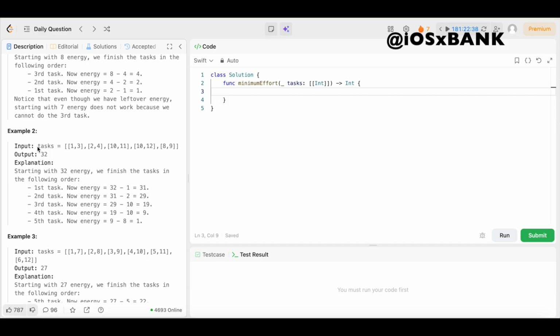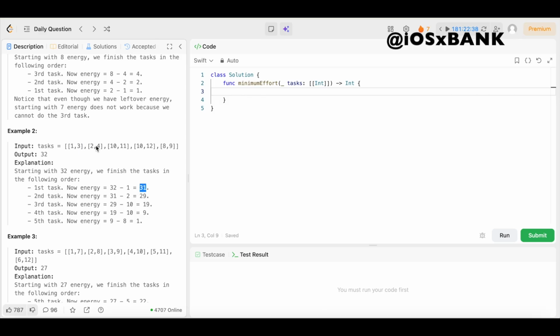In example 2, our input tasks is a 2D array of integers: [1, 3], [2, 4], [10, 11], [10, 12], and [8, 9]. This time the output is 32. It says starting with 32 energy, we finish the tasks in the following order. First, we're going to do the first task, this right here. We start with 32. We use 1 energy. We needed 3 to start, but we had 32. Once we started, we use 1 energy. Now we're left with 31.